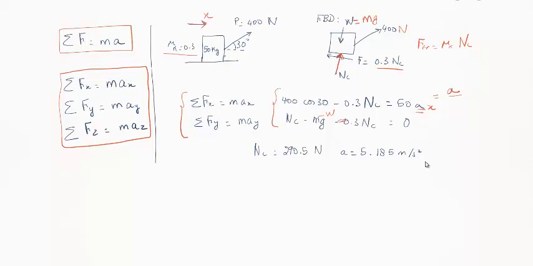Oh, this should not be that. This is my mistake. This is equal to 0. So from this we can get Nc. We get 290.5. Oh no, sorry. Yeah, so that's actually the answer, but it's going to be plus 400 sine 30. And then we get the acceleration to be 5.185.